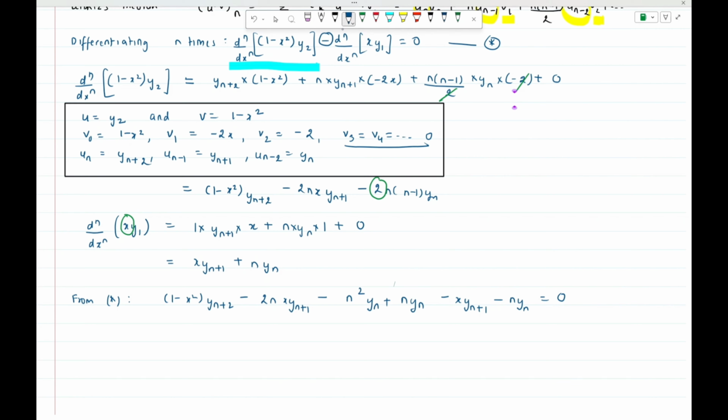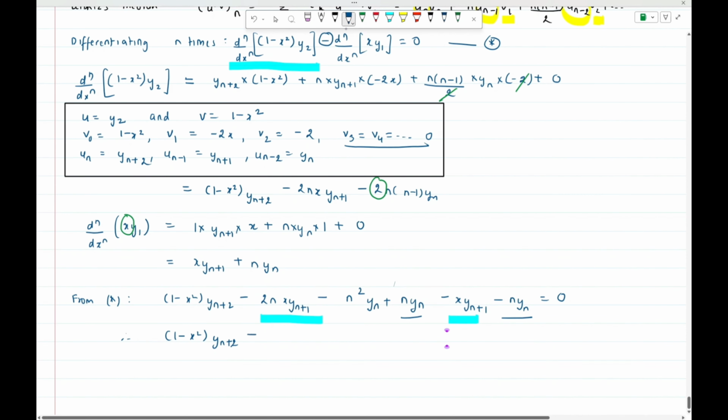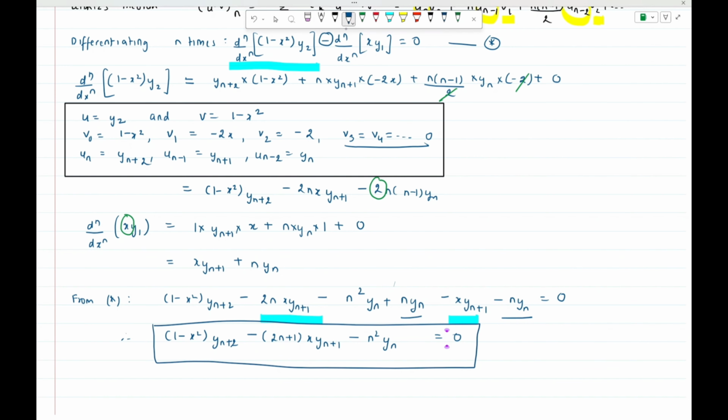So as you can see, we can get rid of these two terms. So we are going to have 1 minus x square into yn plus 2. Now we have two yn plus 1 terms, so we can collect them. And you can see that x is a common factor as well. So we can rewrite this as minus (2n plus 1) x into yn plus 1 minus n square yn is equal to 0. This is what we were required to prove, and thus we are done.